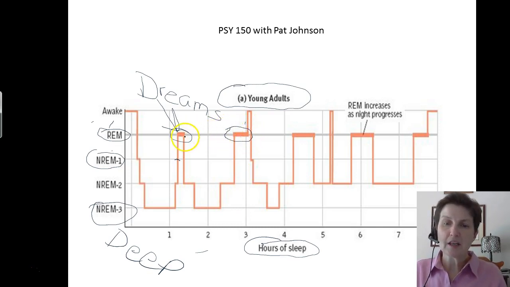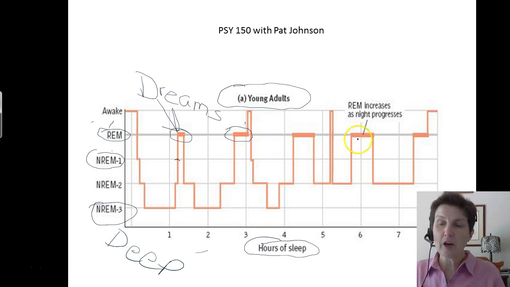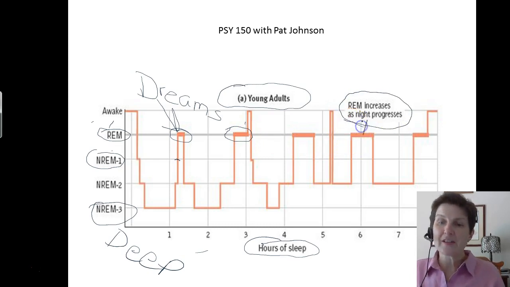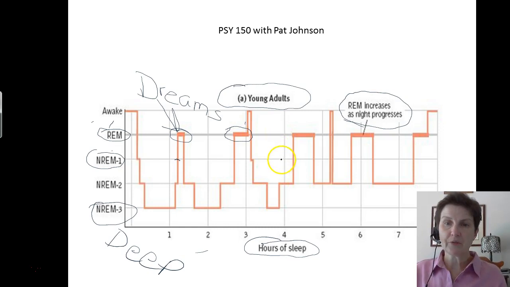The REM is getting longer, and if you notice, here's a little bit of REM, here's a little bit more of REM, here's a little bit more of REM. REM increases as the night progresses. That's important to know because you don't want to deprive yourself of REM by depriving yourself of a full night's sleep.